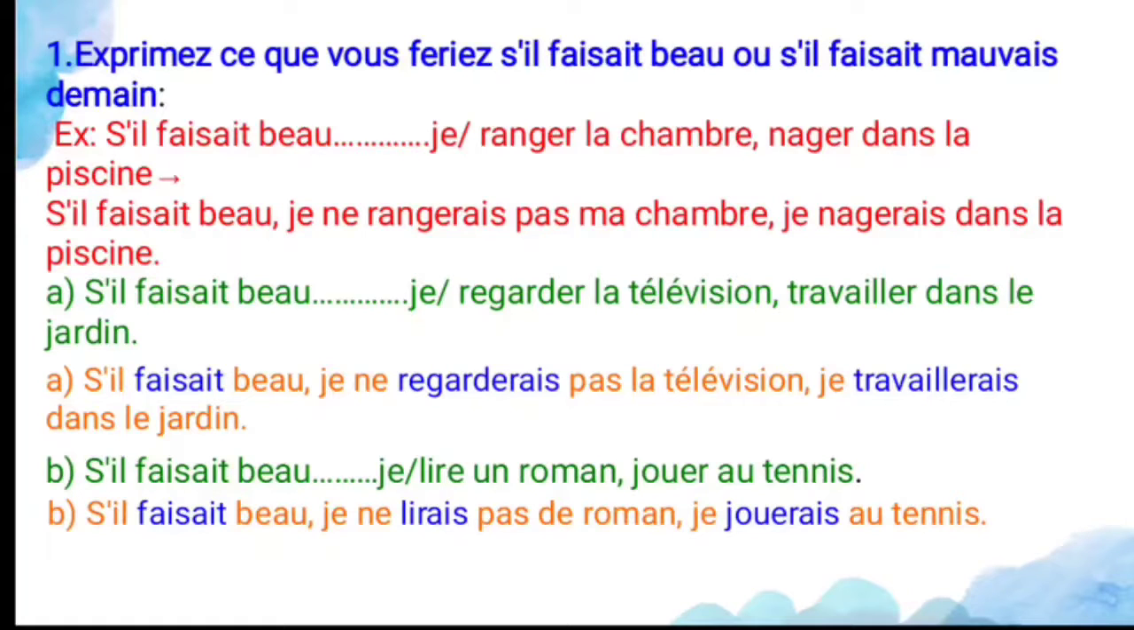So when you are changing into the negative form, you have to change the indefinite article also. Instead of un, you have to change it to de only. So, je ne lirais pas de roman, I would not read the novel, and je jouerais au tennis, so I would play tennis. And these two verbs are regular verbs. For the verb lire, you have to remove the e and add the endings.